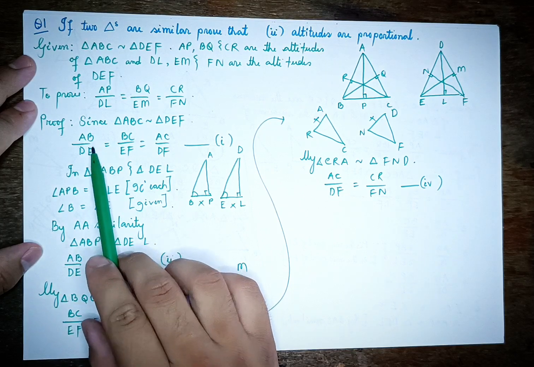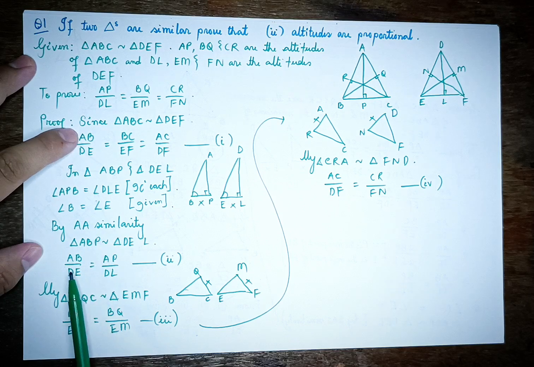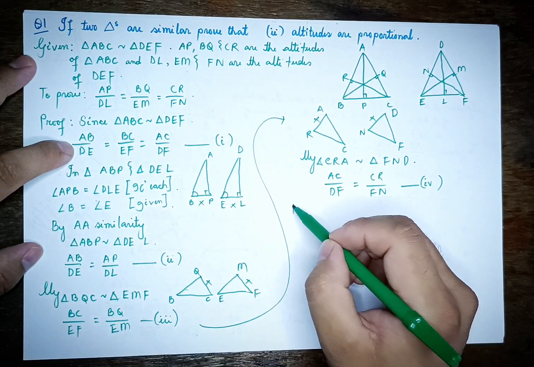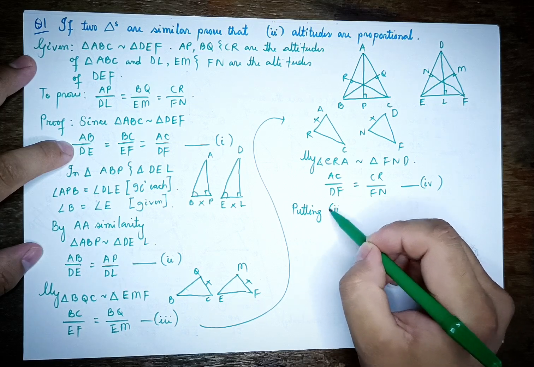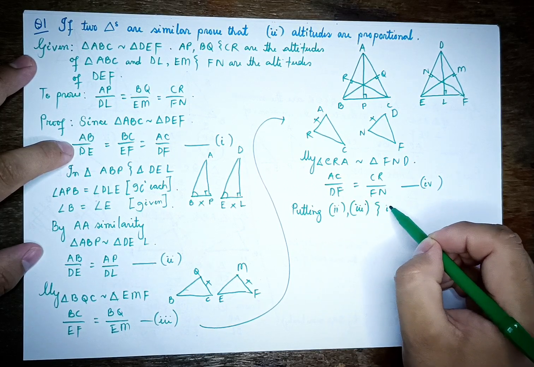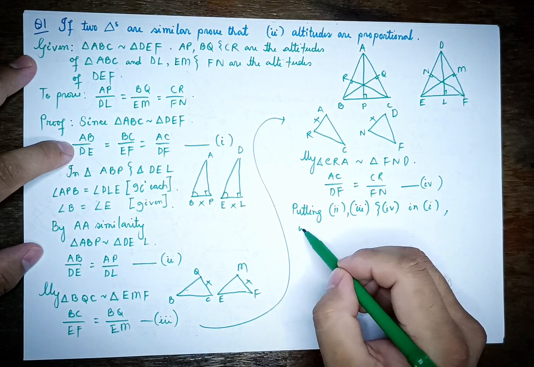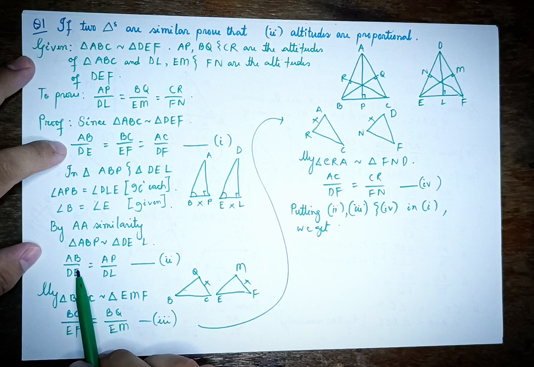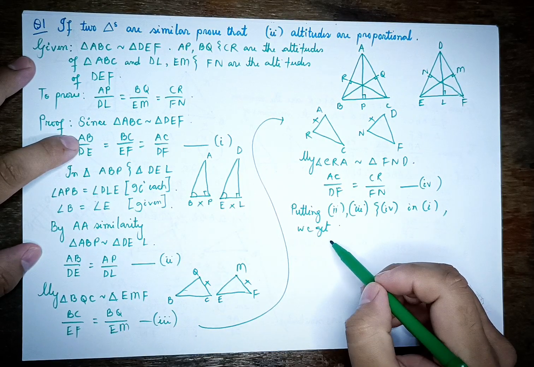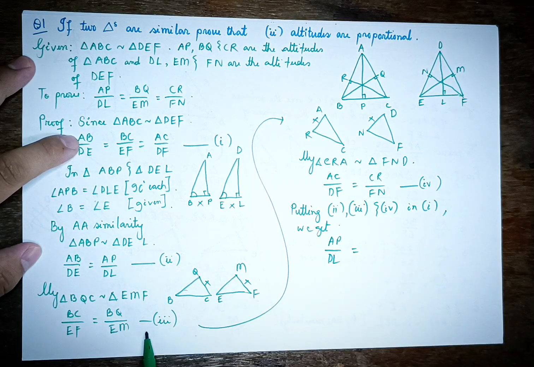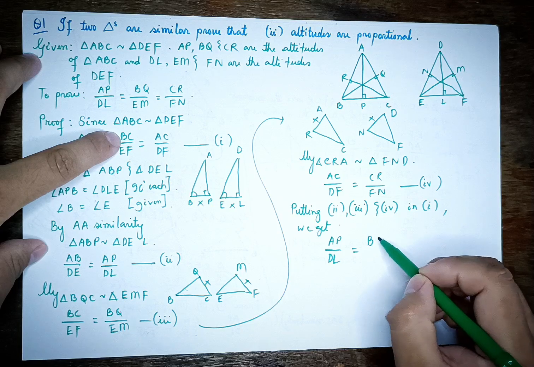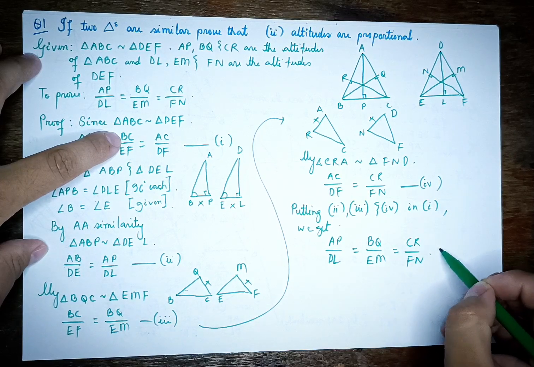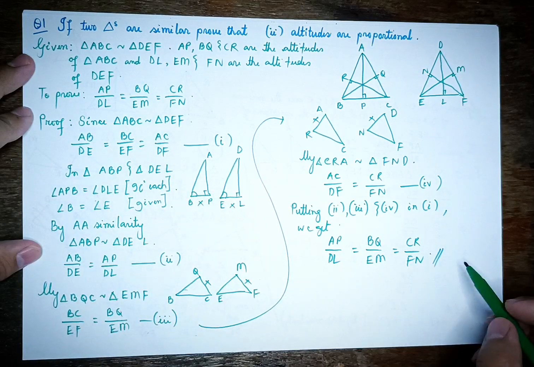AB by DE, BC by EF, AC by DF. From equation number 2, 3, 4 and equation number 1, AB by DE is equal to AP by DL, BC by EF is equal to BQ by EM, and AC by DF is equal to CR by FN.